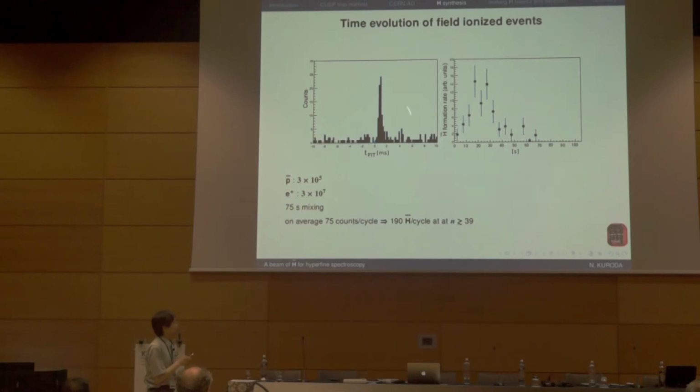This is a typical time spectrum, by repeating accumulation and dumping periodically. During the mixing cycle, we attain this kind of time evolution. So typically we use 300,000 antiprotons and 30 million positrons.